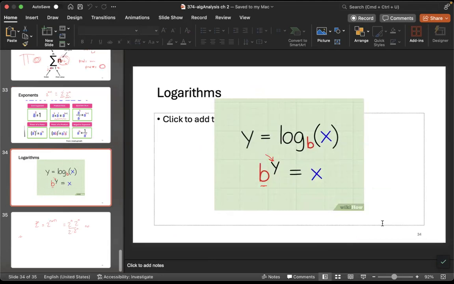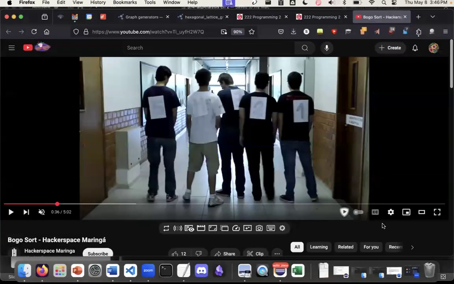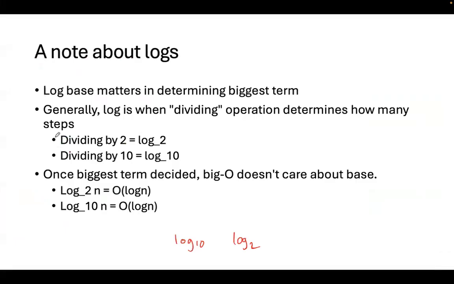Yeah, so we use logs when we're dividing something. Typically, if we're dividing the input at some point, then we use logs. The amount by which we divide gives us the base of the log. Generally, like binary search, where we divide it in half every time we go around, that's log base 2. Or if we're dividing it by 10 every time, then we get log base 10.